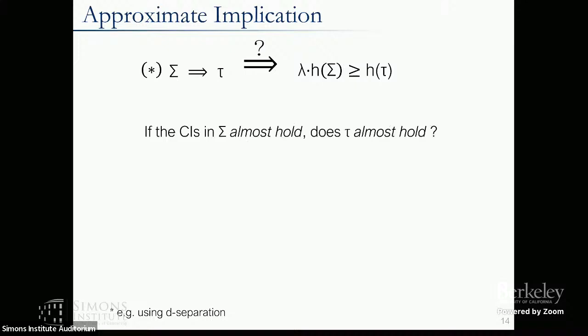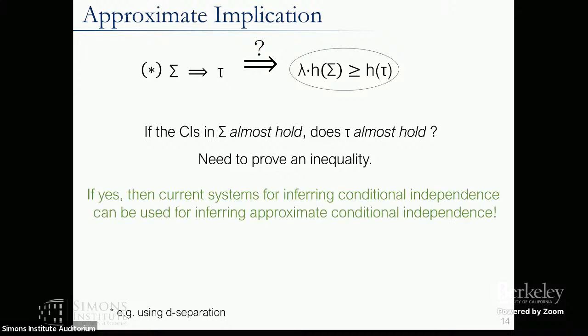Mainly, if the conditional independencies in sigma almost hold, can we say that tau also almost holds? For this, we would need to prove an inequality, this one. If the answer is positive, basically we have this notion of safety. Then we can say that the current systems that we have in place for inferring conditional independence can be used for inferring approximate conditional independence.